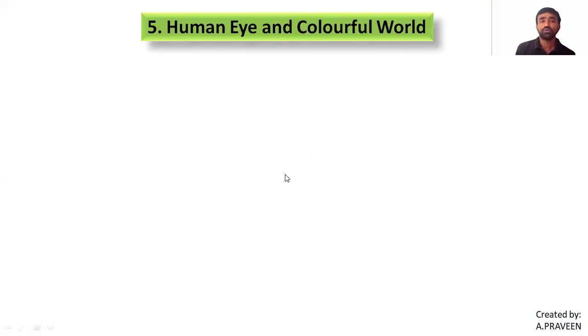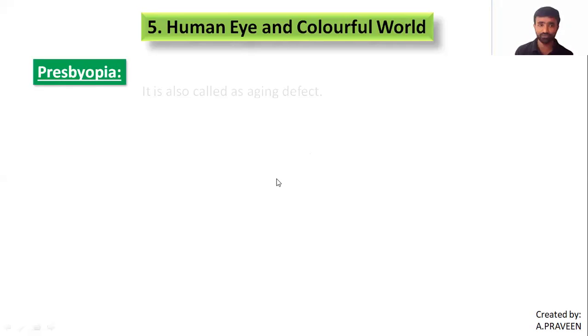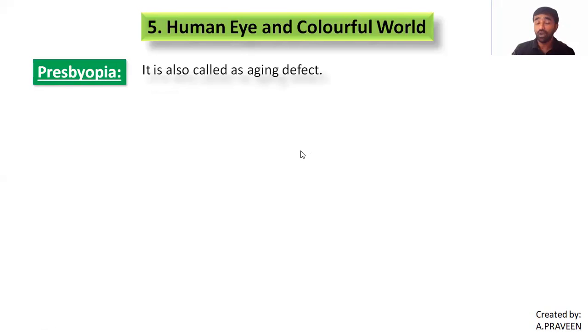So the defect name we are giving is presbyopia, the person who is unable to see the nearer objects clearly and also unable to see the far objects clearly. Right? So that defect we are naming as presbyopia. This defect will be observed in people after 40 years of age. That's why it is also called an aging defect.